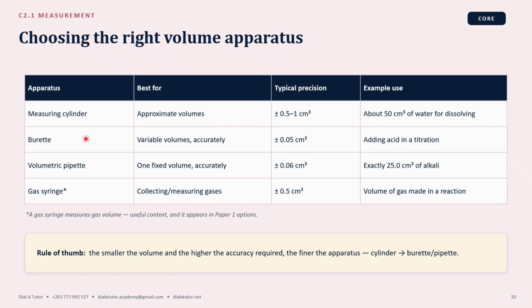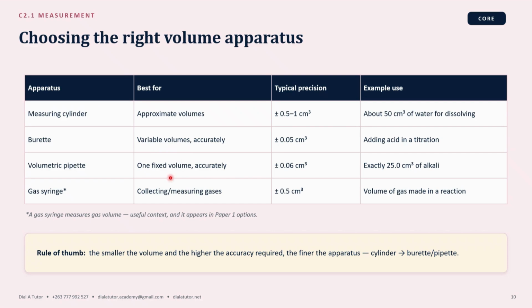Burettes. They might say Tavani wants to measure the volume of an acid in a titration. Once you know that, then you want to refer to the burette. The burette is accurate to 0.05 cubic centimeters. Volumetric pipette measures one fixed volume accurately, whereas the burette measures variable volumes accurately.